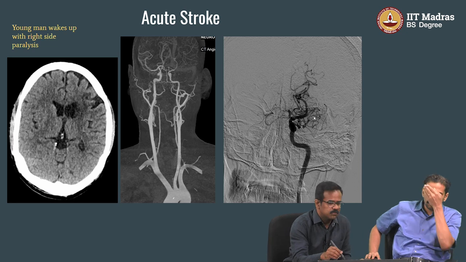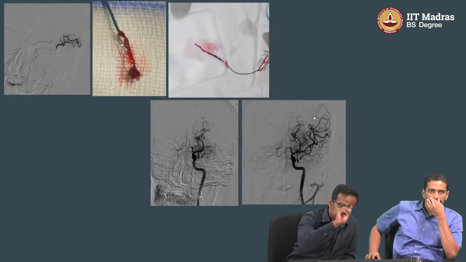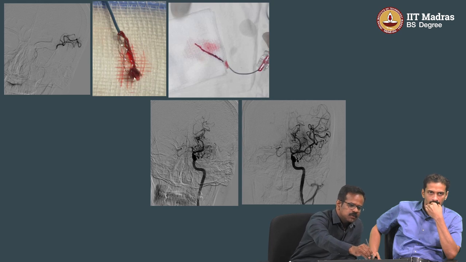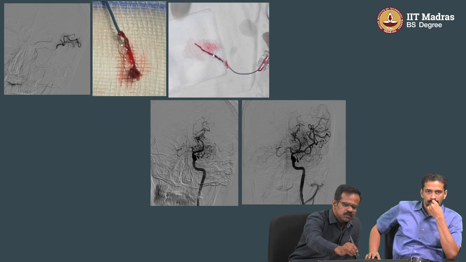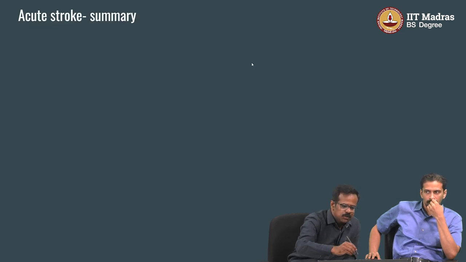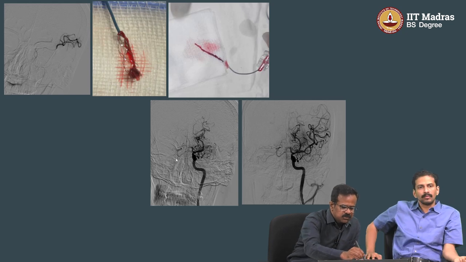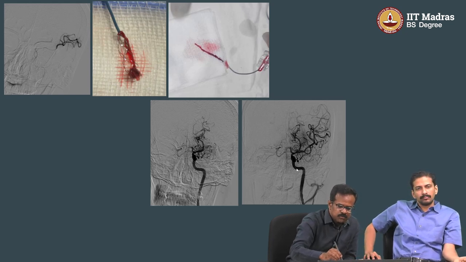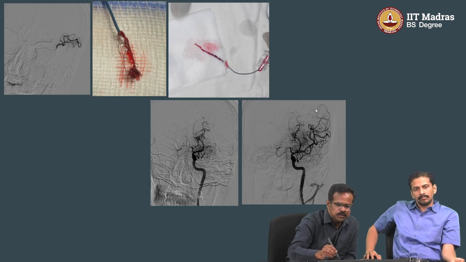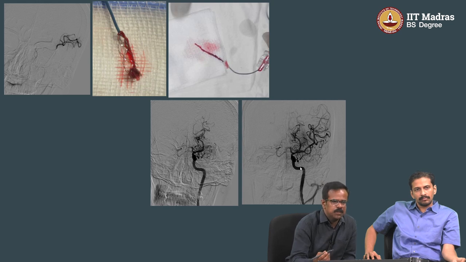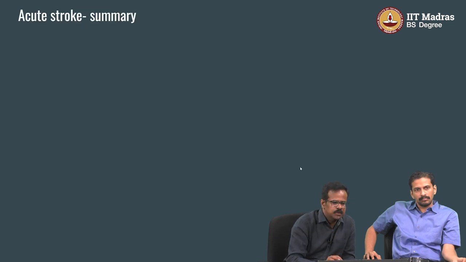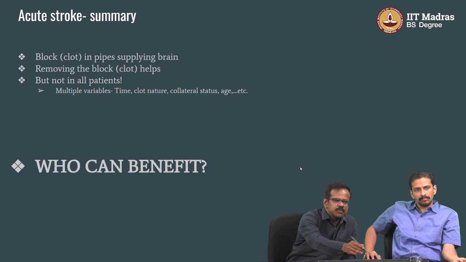We see the vessel is blocked, and we go inside that vessel and take out the clot. You can see this is the clot in the gauze piece that was blocking it. It has been taken out. After taking out the clot, you are seeing more vessels, the block removed. So this patient improves dramatically. If you leave it for a few hours without removing the clot, the paralysis will be permanent. But this cannot be done for every patient.